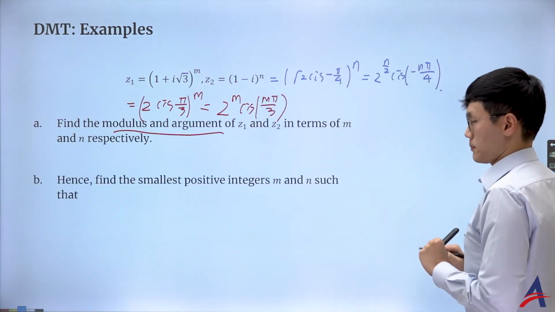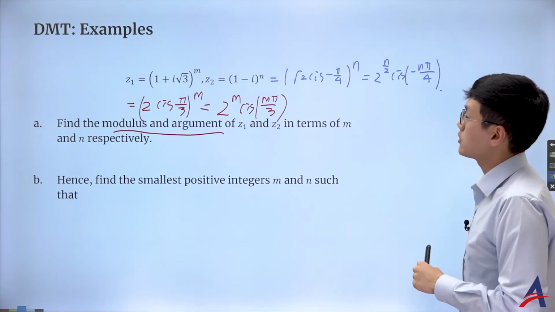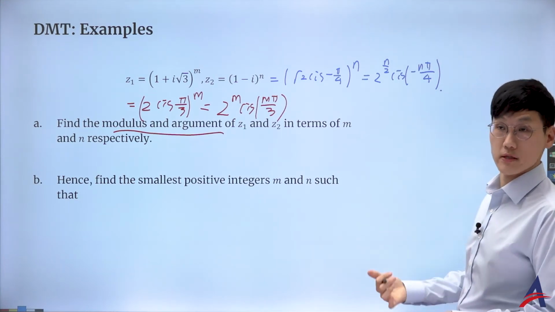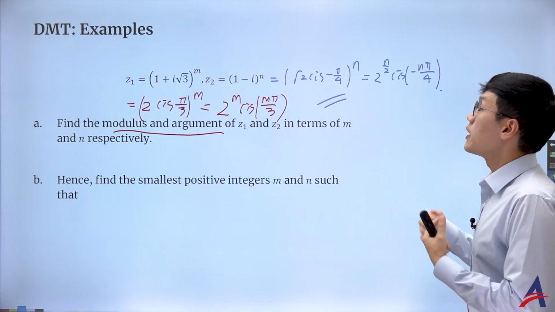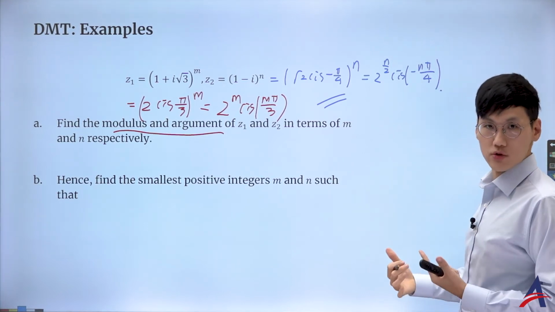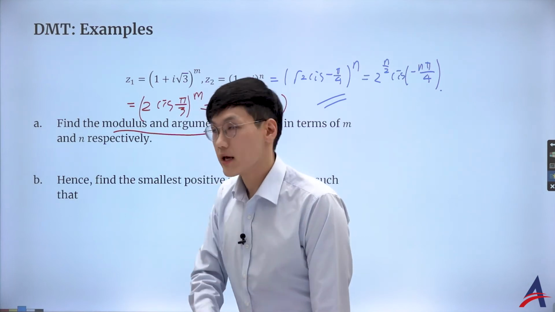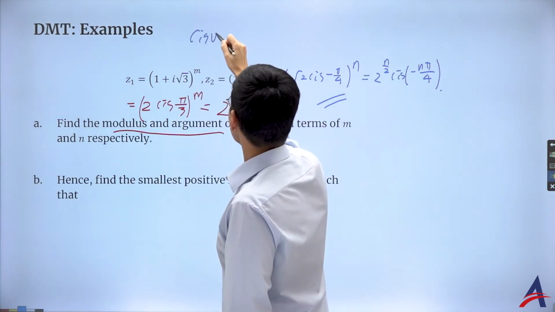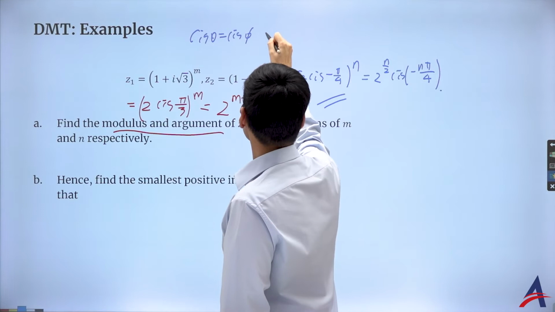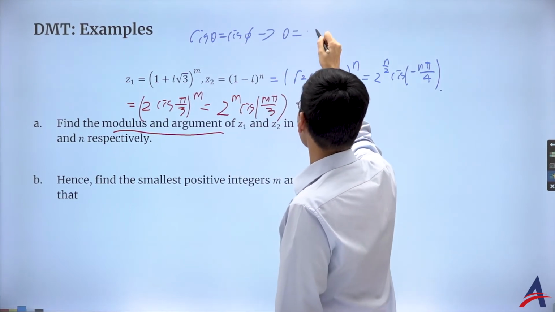Hence, find the smallest positive integer m(n). What I'm going to do is use complex equality. But for the polar form, you should pay more attention to the argument. So, is it correct for me to say that cis theta equal to cis phi implies theta is equal to phi? Can I say that?